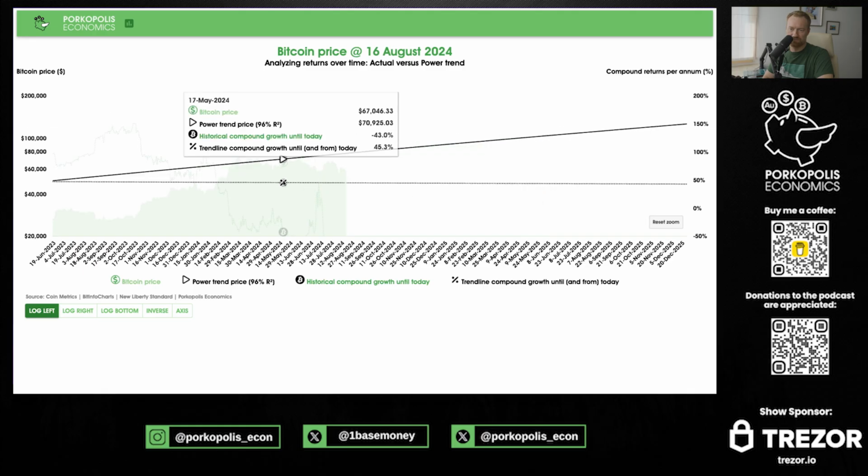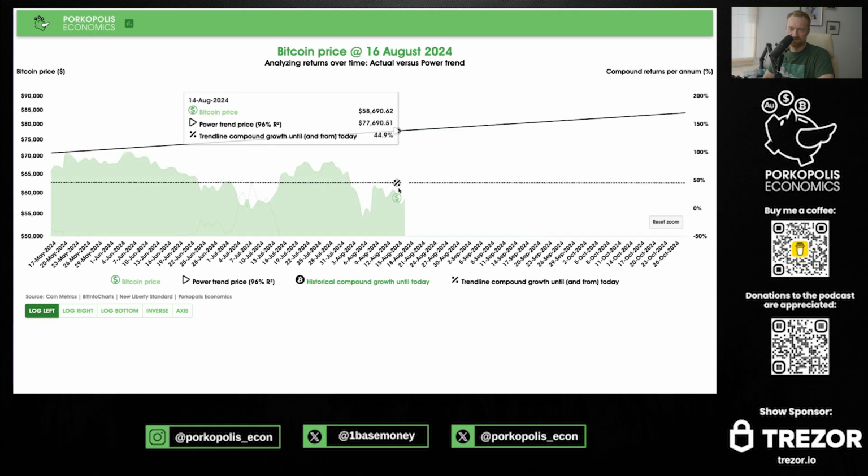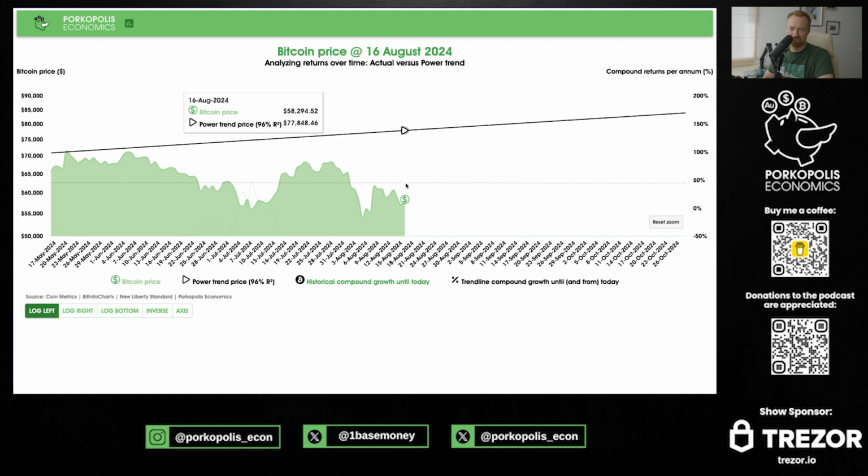And now if we go out till today, I'm going to zoom in right into today here. Notice how there's a little blank space here for today because I'm not calculating the modeled compound return trend because it's the same day. But let's just look at the trend line really quick. Look at the solid line now. I'm even going to take off the growth. Okay, let's look at today. We're below trend. We can see the actual price, $58,000 per Bitcoin. The trend is $77,800 per Bitcoin, so we're below trend, fine.